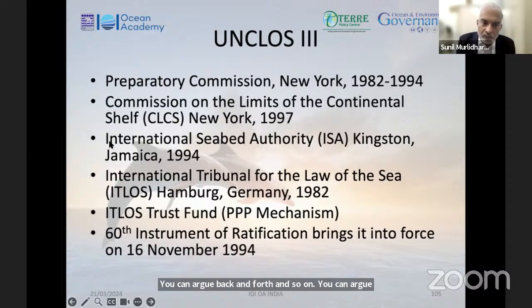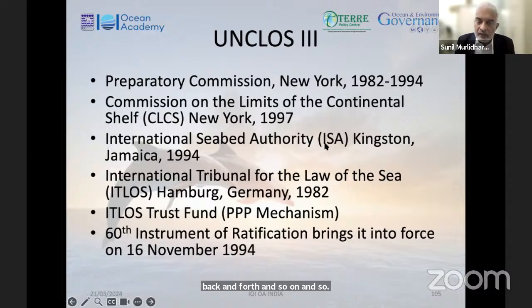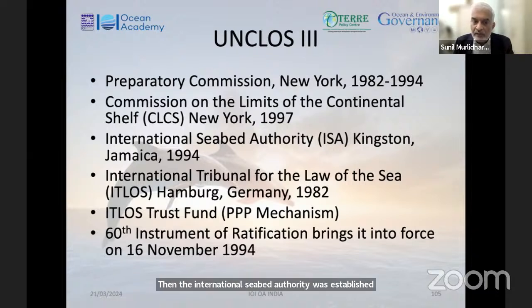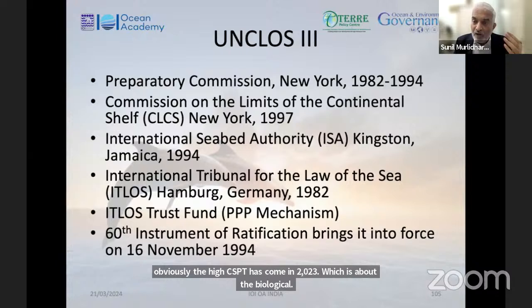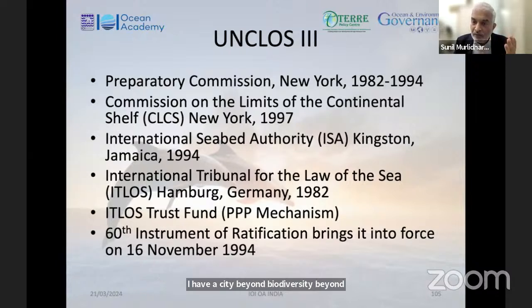Then the International Seabed Authority was established in Kingston in Jamaica in 1994. And they basically look after this area beyond national jurisdiction from the point of view of the mineral resources. Now, obviously, the High Seas Treaty has come in 2023, which is about the biodiversity beyond national jurisdiction. This was mineral resources specifically.